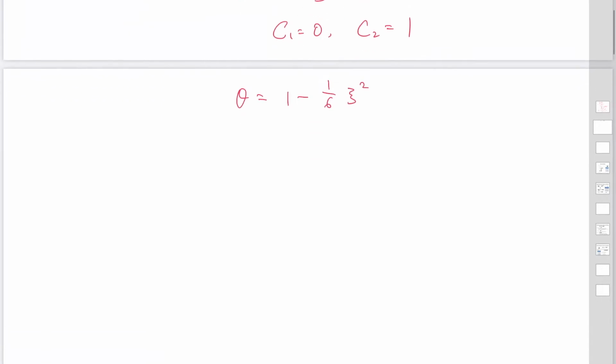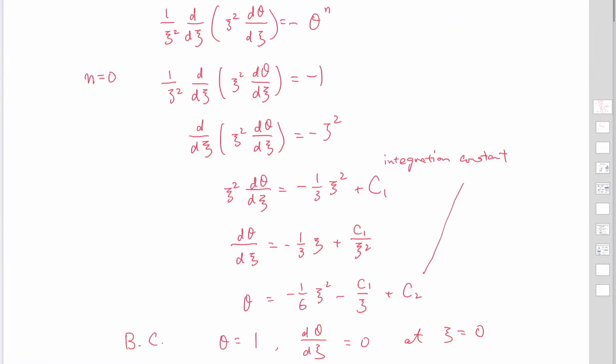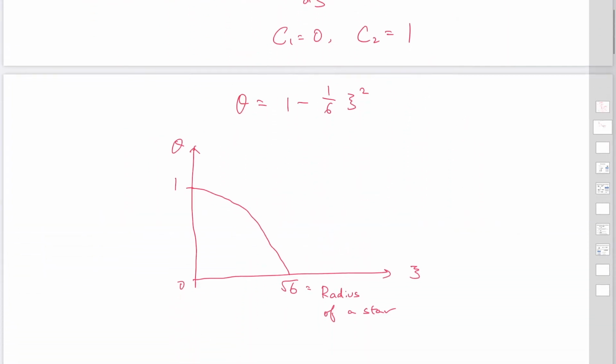So if you draw θ as a function of ξ, n equals 0 means a constant density, starting from 1 and decreasing. And when ξ equals square root of 6, θ becomes 0. Okay, so this corresponds to the radius of a star. I showed how to solve the Lane-Emden equation using mathematics.